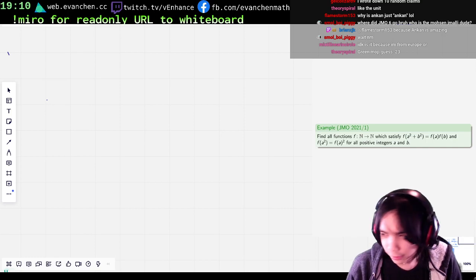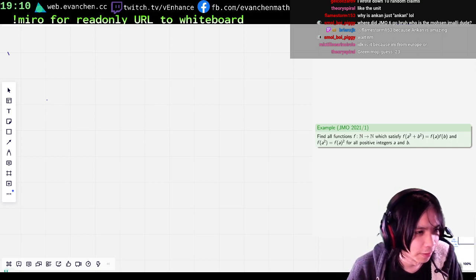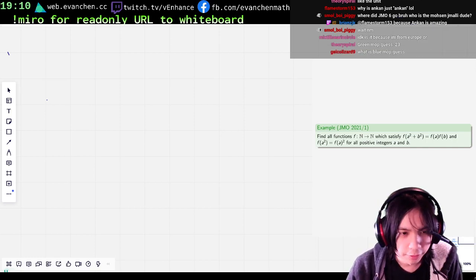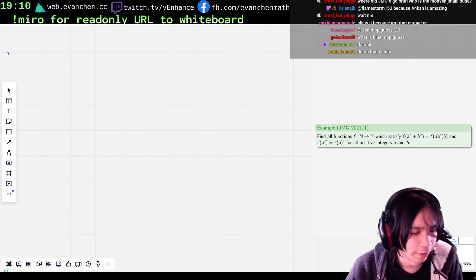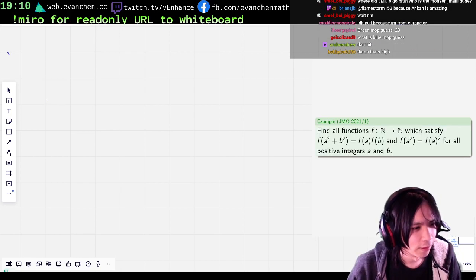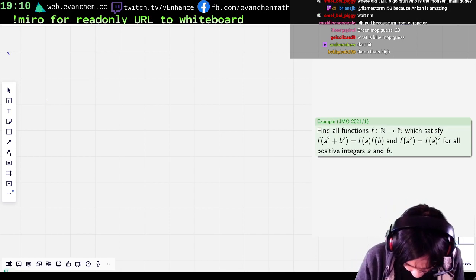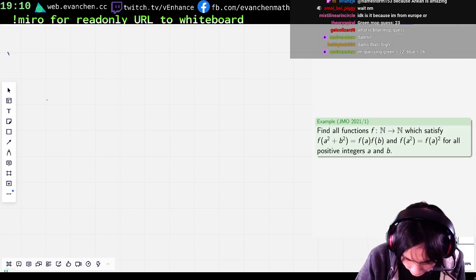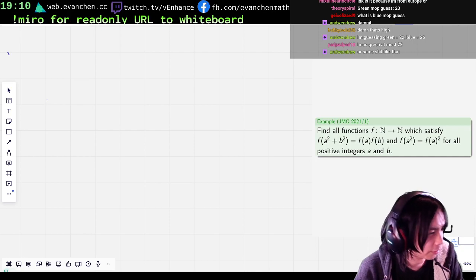Okay, so JMO1 is a functional equation. You want to find all functions that satisfy this random constraint. So spoiler, the answer is just f equals 1. That's it. There's no interesting functions that satisfy the condition.